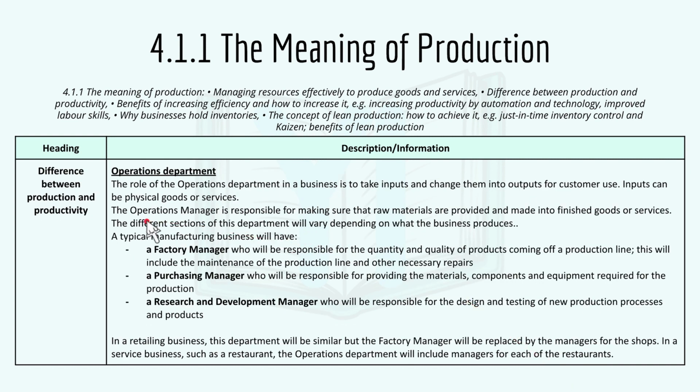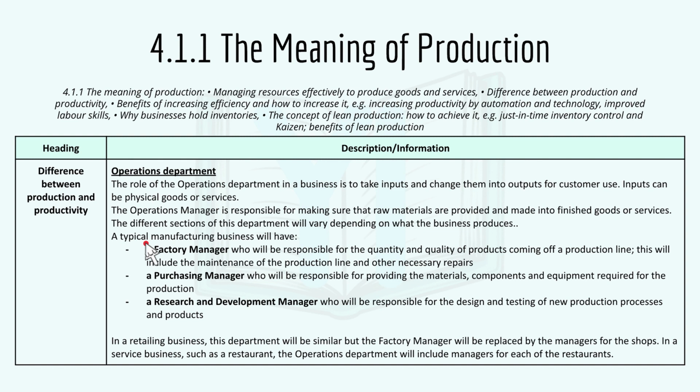Then we have the difference between production and productivity. And here's the operations department. The role of the operations department in the business is to take inputs and change them into outputs for customer or consumer use. The inputs can be physical goods or services, and the operations manager is responsible for making sure that the raw materials are provided and made into finished goods or services. The different sections of this department will vary depending on what the business produces.